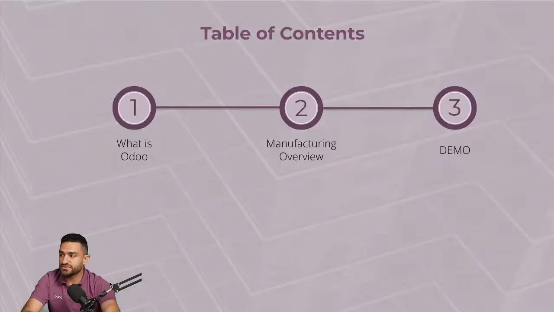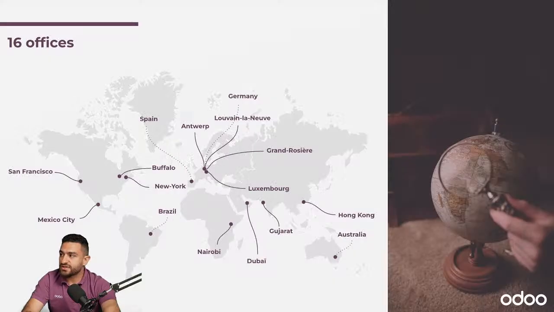Okay, and today we're going to see what is Odoo, the manufacturing overview, and our demo for today. As you can see, Odoo is a full ERP. You can manage your full company operations through it. We started in Belgium by our CEO Fabien, and since then we have been operating all over the world: Luxembourg, USA, Brazil, India, Hong Kong, and from our beloved office here in Dubai.